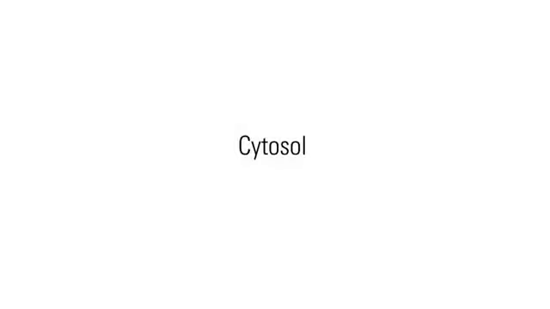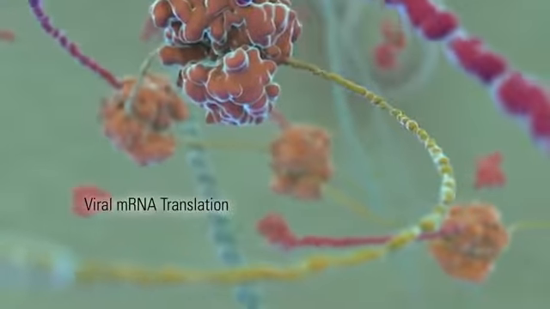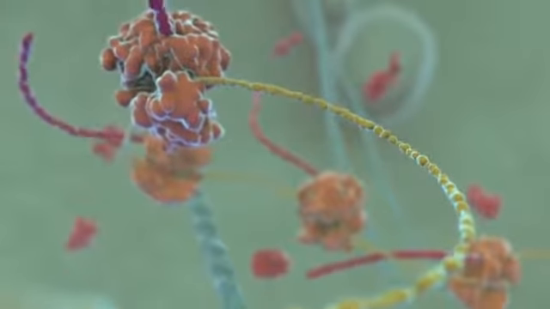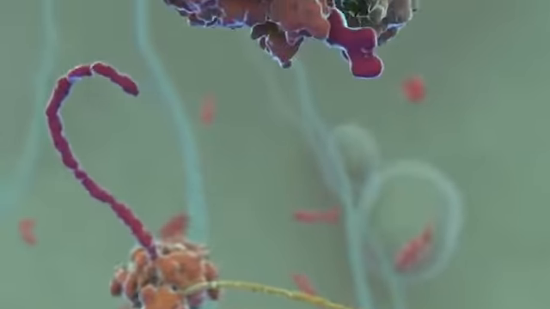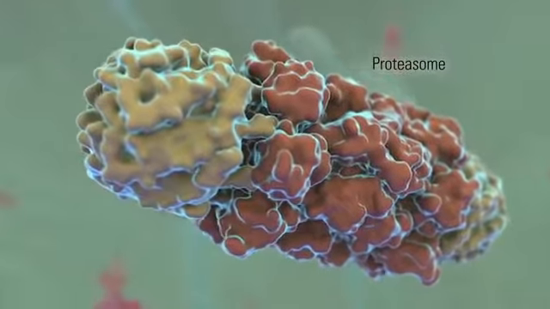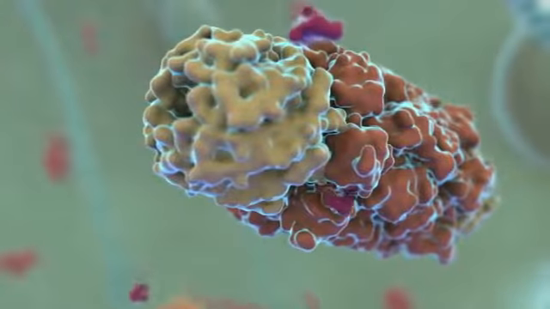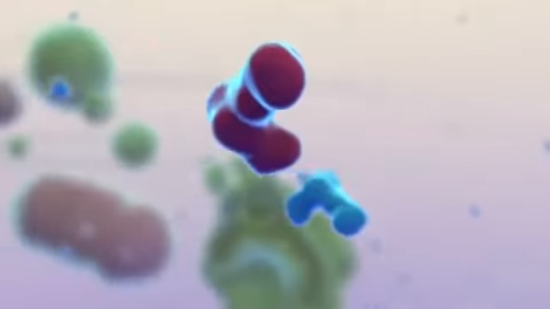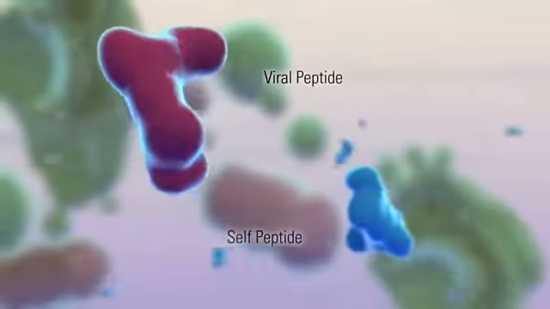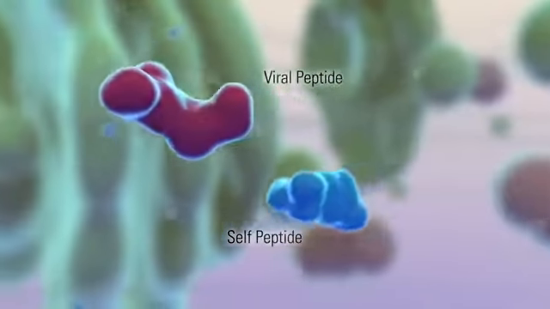Following infection, a virus takes advantage of the host's cellular machinery to create proteins required for its propagation. Within the cytosol, host enzymes like the proteasome break down some of these viral proteins. The resulting viral peptide fragments join self-peptides generated from the turnover of normal cellular proteins.